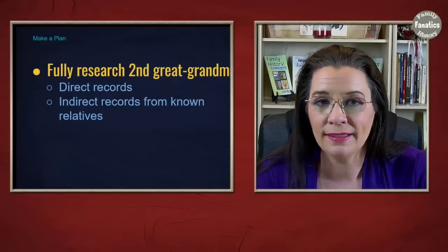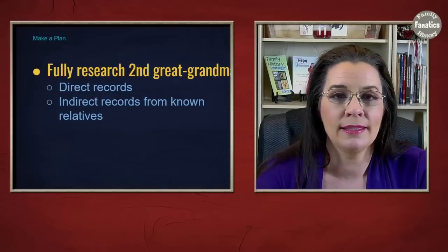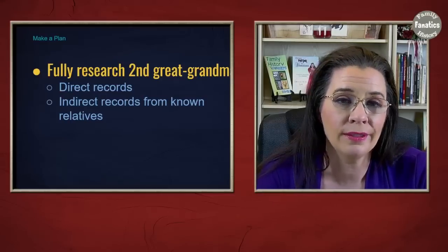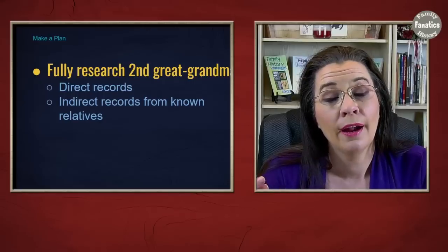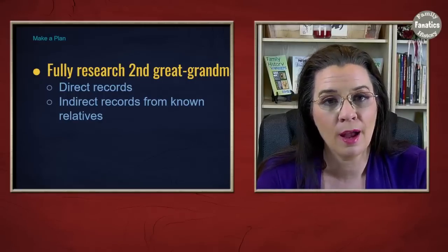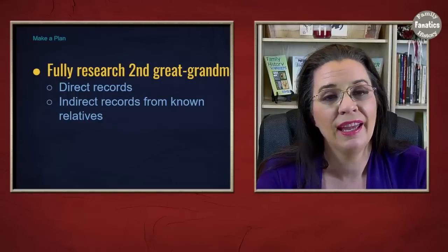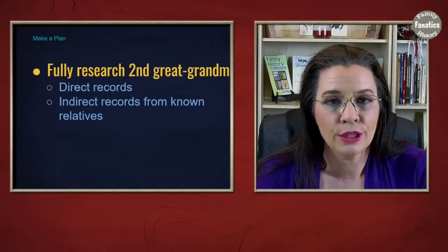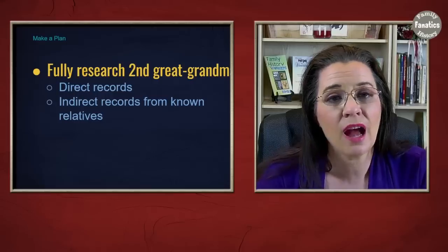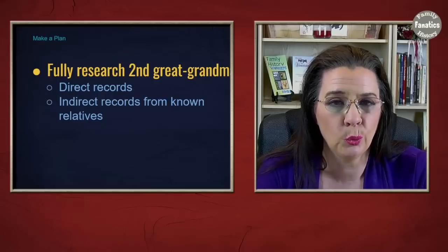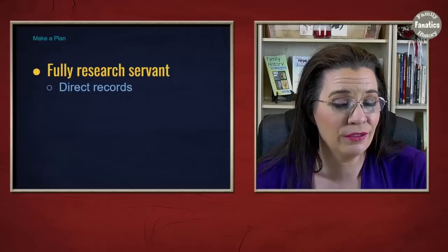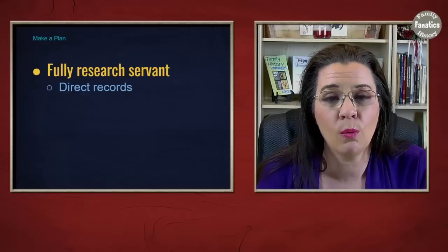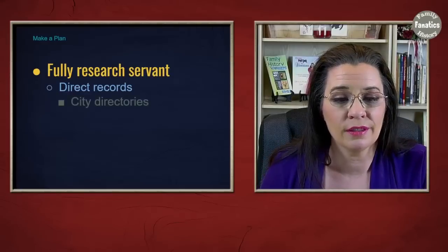Maybe she's not named. For instance, there could be a 1940 census record for a child that said where his parents are from, naming the father and the mother, and that could be an indirect clue about her. There are a lot of other records that are indirectly talking about that second great grandmother, and you will want to look for those. Also part of your research plan, to develop those strategies that you need to crack that brick wall, is to fully research that servant.